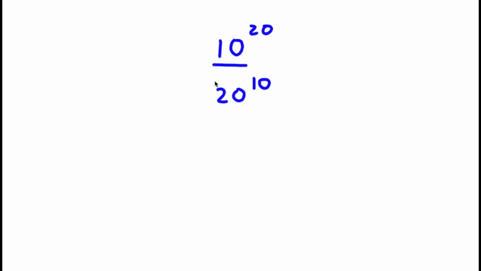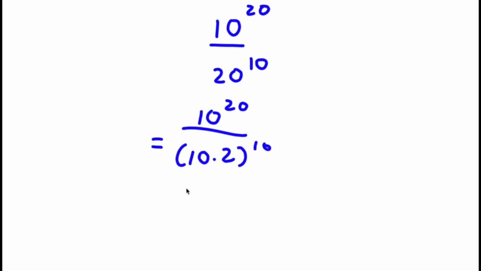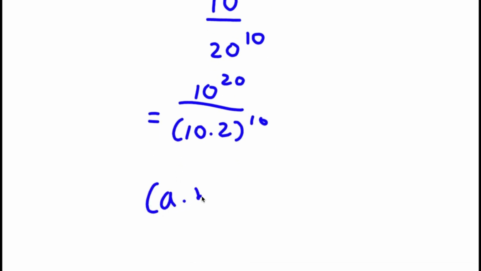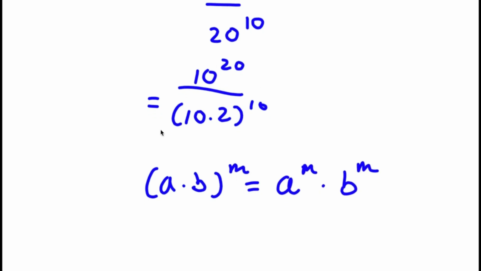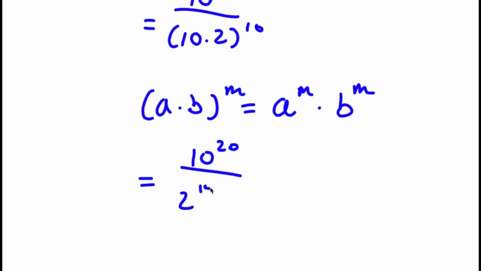In today's video, I'm going to be teaching you guys how to solve this exponential problem. So I have 10 to the power of 20 over 20 to the power of 10. So 20 here, I can rewrite as 10 times 2. So now I have 10 to the power of 20 over 10 times 2 to the power of 20. And if I have something in the form a times b to the power of m, this is equal to a to the power of m times b to the power of m. So in this case, this is going to equal 2 to the power of 10 times 10 to the power of 10.